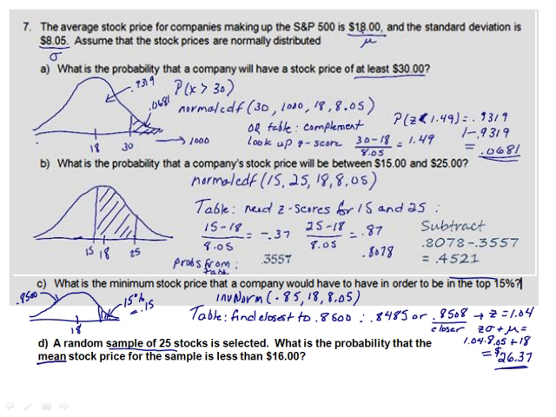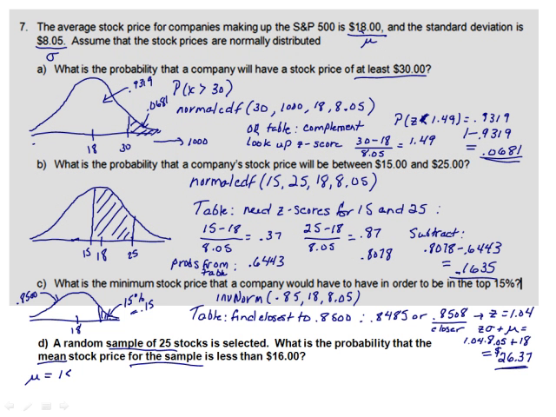Next problem. In this one, we have a random sample of 25 stocks, and we want to know the probability that the mean stock price for the sample is less than $16. The key words in this are that we have a sample of 25 stocks. We aren't just selecting one stock at random. And we're trying to find a probability that has to do with the mean stock price. So we're looking for a probability that has to do with a sample mean. That means that we have to think about those sampling distributions and think about what the mean and standard deviation are for the sampling distribution for sample means.